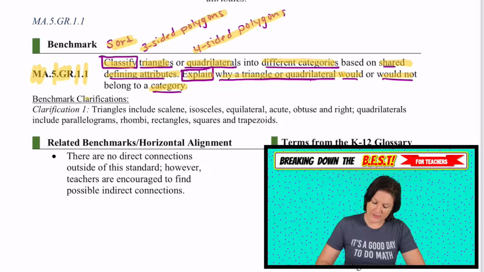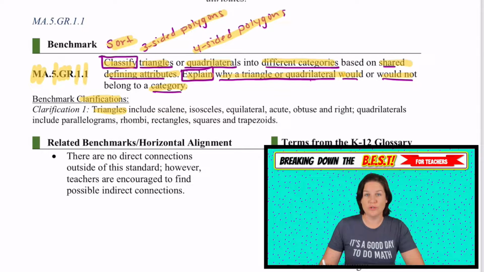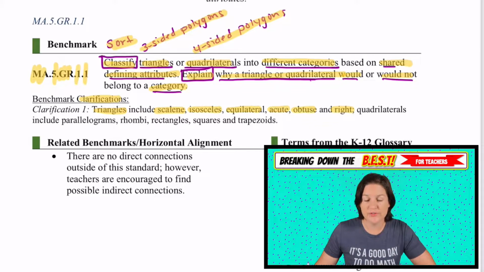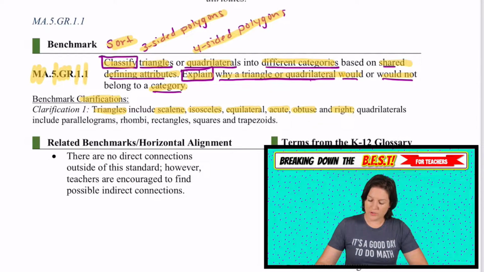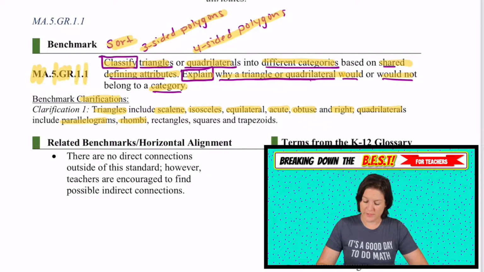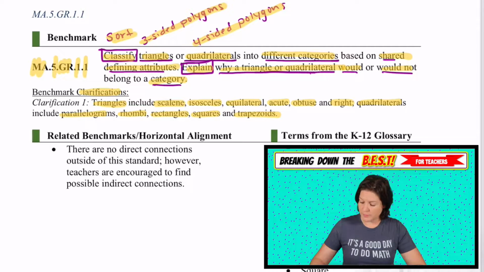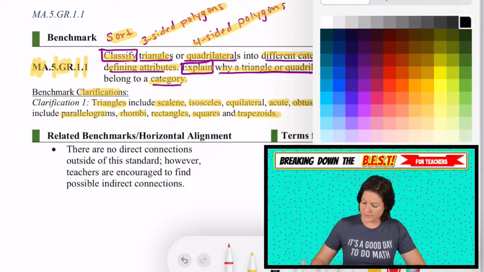For clarifications, it says that triangles include, get ready, scalene, isosceles, equilateral, acute, obtuse, and right. Those are the different kinds of triangles that we will talk about. And quadrilaterals include parallelograms, rhombi, which is the plural form of rhombus, rectangles, squares, and trapezoids. I did not write this down for trapezoids before, but I do want to include it.